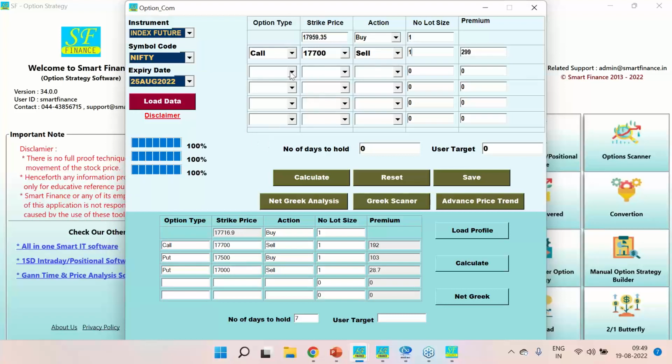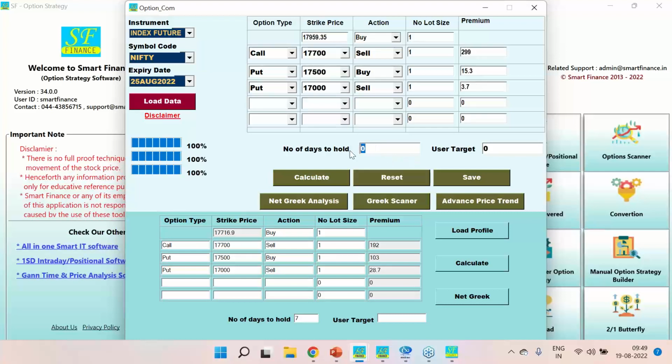So whatever strategy he formed that day, the same is being made here. Buy one lot of the 17,500 put option, so the predicted profit and loss and today's profit and loss can be compared. Along with that, one 17,000 put option was sold, one lot. So this is the strategy he formed on that day.